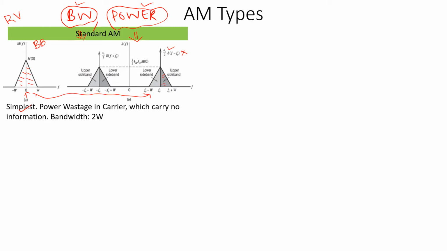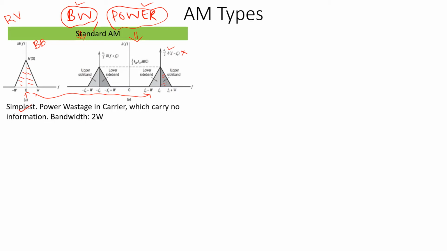And one more thing, this upper sideband and lower sideband, if you see, it is symmetric about FC, and the upper sideband and lower sideband components of frequencies carry the same information. It is actually redundant. If I know the upper sideband, I can easily find out the lower sideband, or the same information is there in the lower sideband also. So this bandwidth is also not effectively utilized. We are transmitting somewhat redundant frequencies. So that is the problem with standard AM.